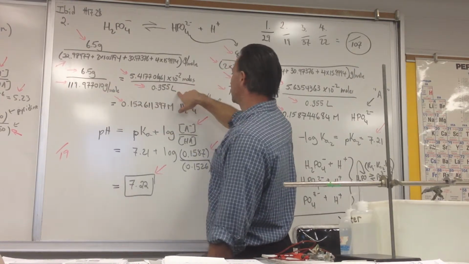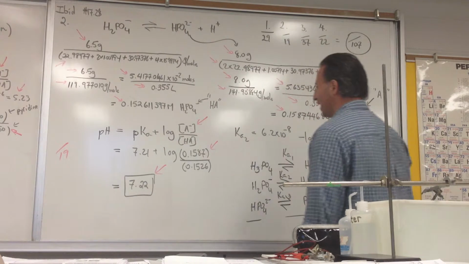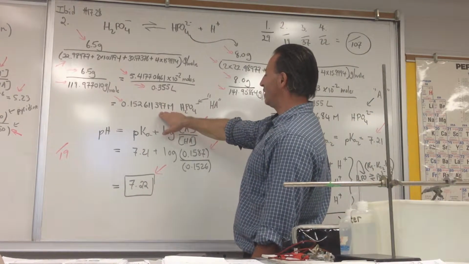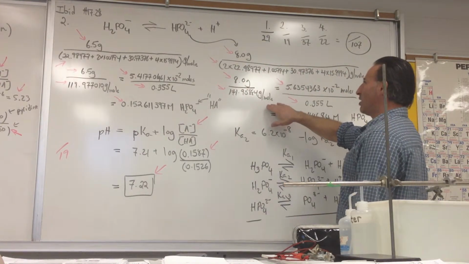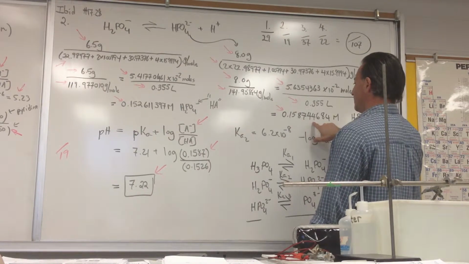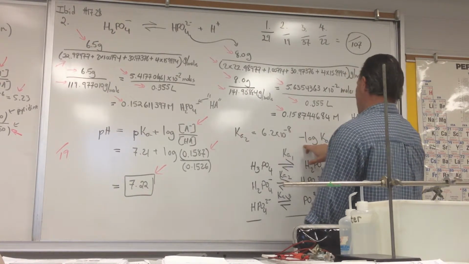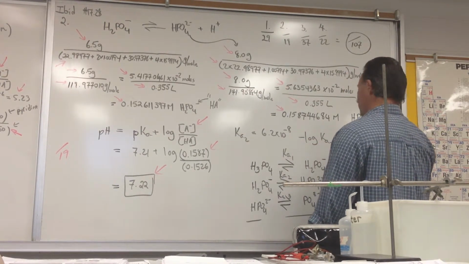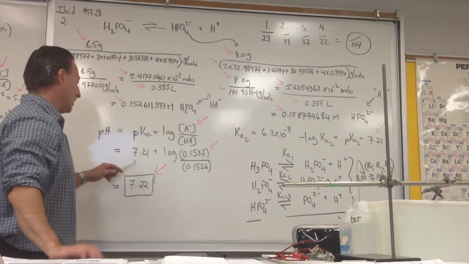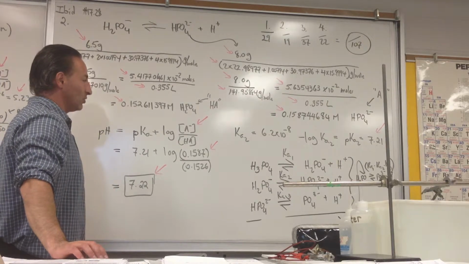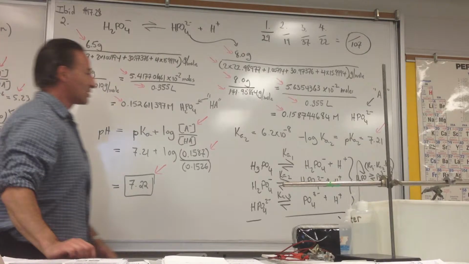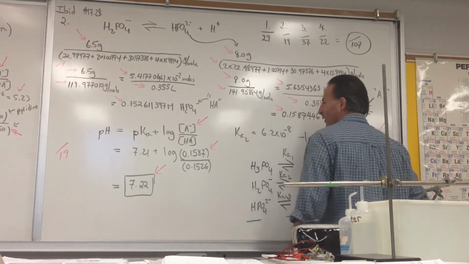We were told the solution has a total volume of 3.355, so that gives us a concentration of the dihydrogen phosphate over here. We did the same thing for the monohydrogen phosphate, and we obtained this concentration. We found the Ka here. The pKa is 7.21. So we plug all these numbers into the Henderson Hasselbalch equation, and we get that the pH is 7.22. This question had 19 steps in it. That's how many marks I attributed to it.